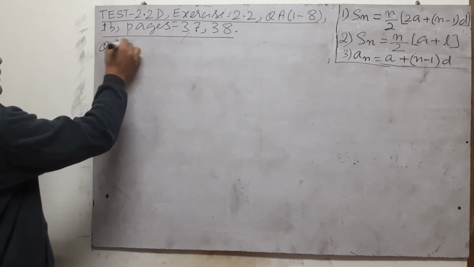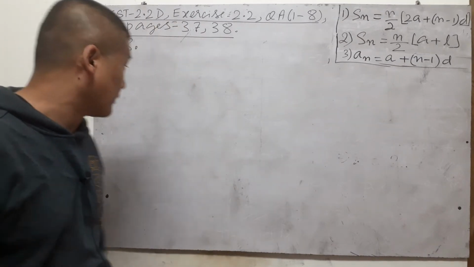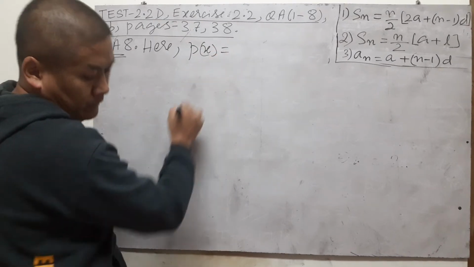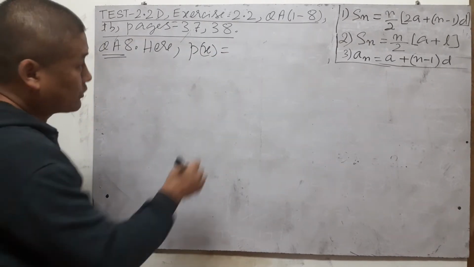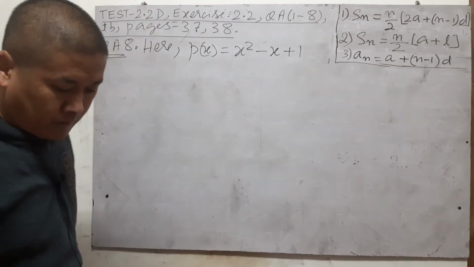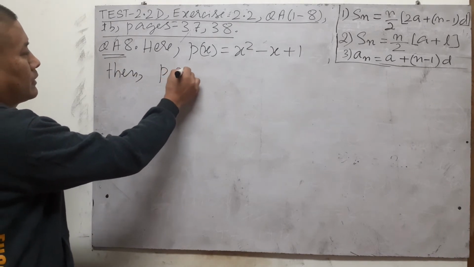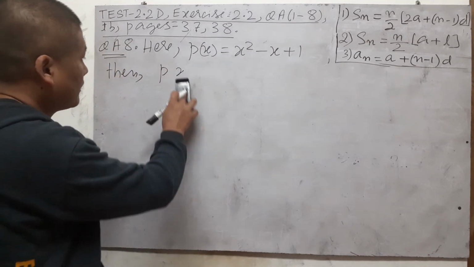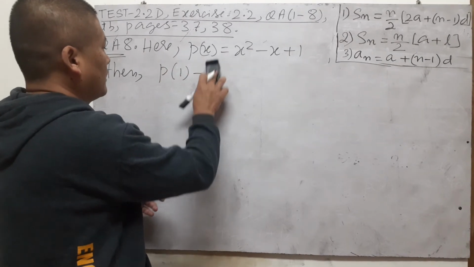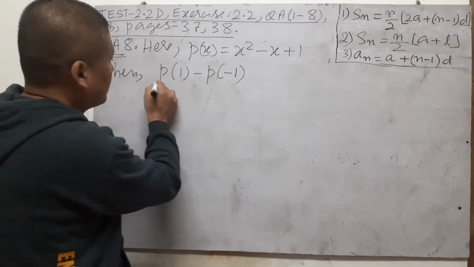Question number A8. So let us see, given to us here, p of x is equal to x squared minus x plus 1. Then we have to find the value of p of plus 1 minus p of minus 1, very clearly, divided by 2. How much is that?